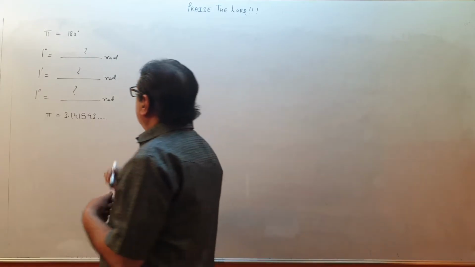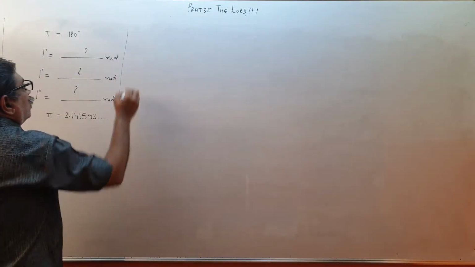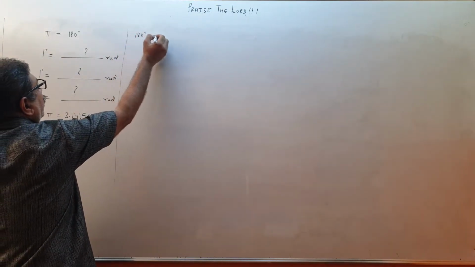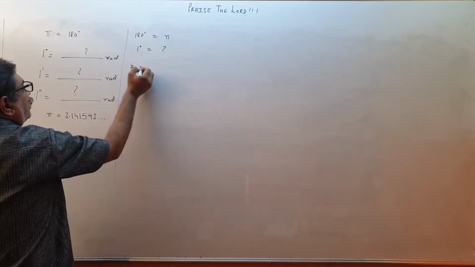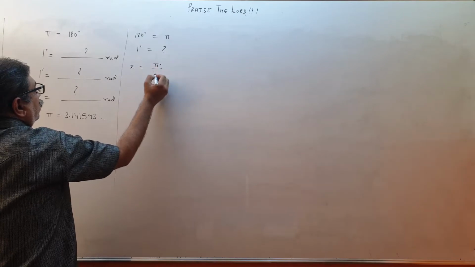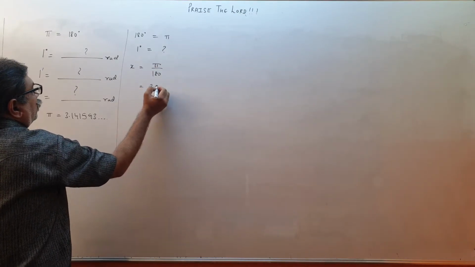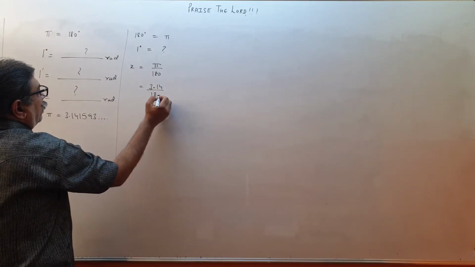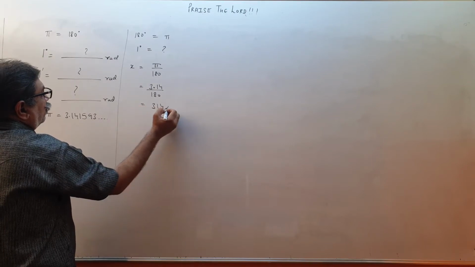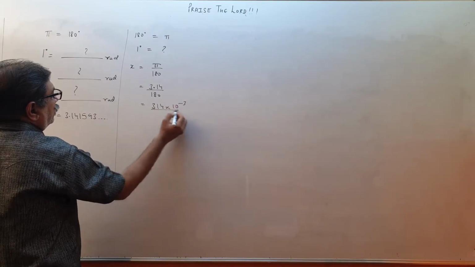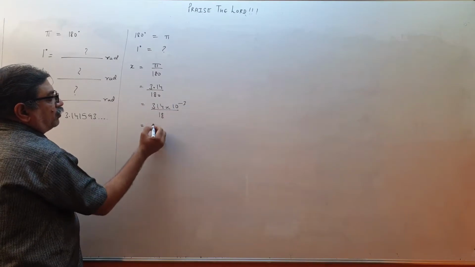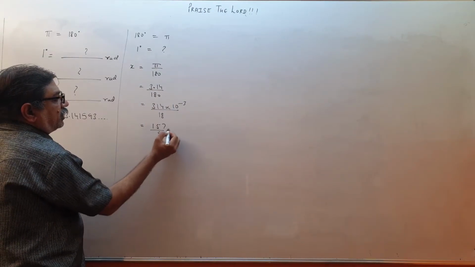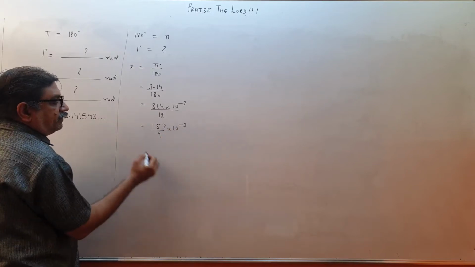So let us start. We have got 180 degree as pi, so 1 degree will be how much? So this x will be pi upon 180, so 3.14 upon 180, so 314 into 10 raised to minus 3 upon 18. 2 decimals from here and this 0 from here. Let us divide by 2. So 157 upon 9 into 10 raised to minus 3.